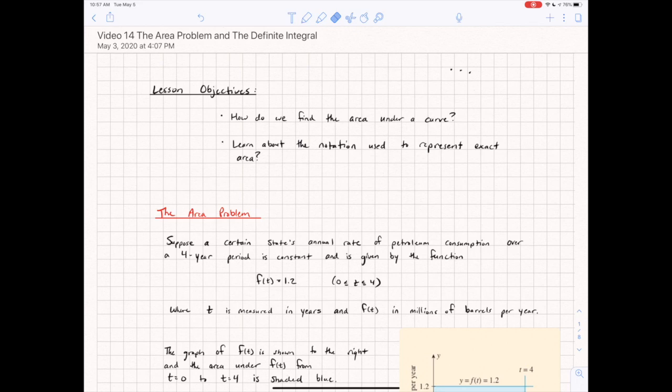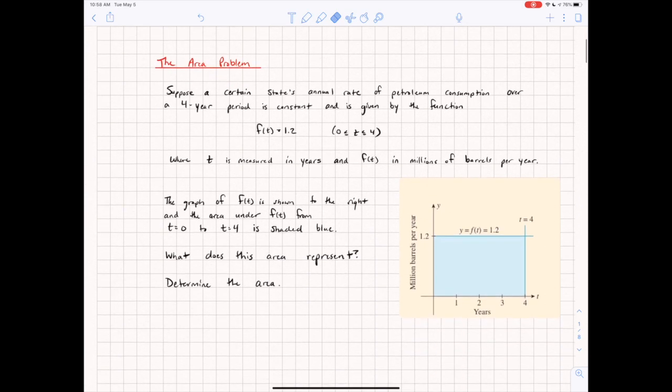To start, the first topic is the area problem. The very first thing you need to take away is that there is a problem, and this is going to help illustrate it through an application type question. Suppose a certain state's annual rate of petroleum consumption over a 4-year period is constant and is given by the function f of t equals 1.2, where t is measured from 0 to 4. T is in years, and f of t is in millions of barrels per year. This function, as stated above, is the rate of petroleum consumption.